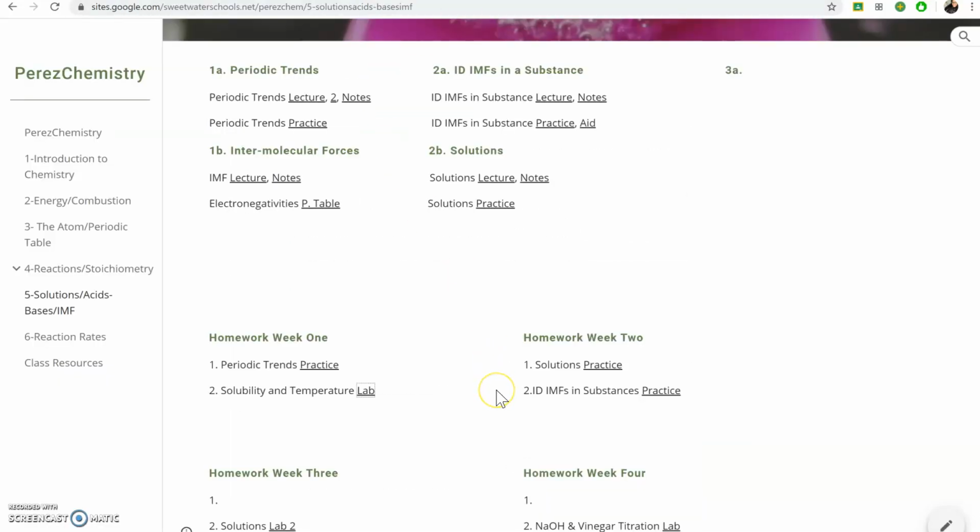Week number two is going to start April 27th and go all the way to May 1st. So May 1st, you will have these 2 worksheets due. So this coincides with week number 2. And yeah, that's all for now.